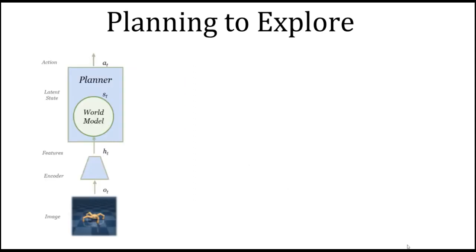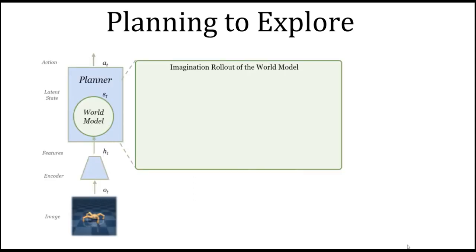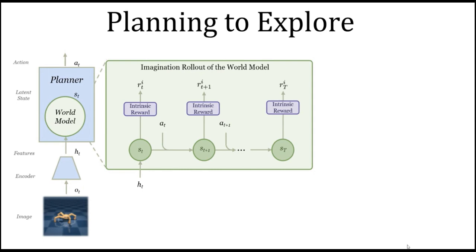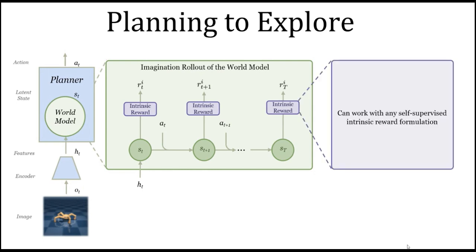The probabilistic latent state model is used to generate imagined rollouts of future latent states. It takes in a given feature of an observation and, using the current latent state and action, predicts the next states. In this imagined rollout of the world model, we generate intrinsic rewards for each step of the rollout. Our method will work with any self-supervised intrinsic reward formulation. Let us examine two specific choices of intrinsic rewards.